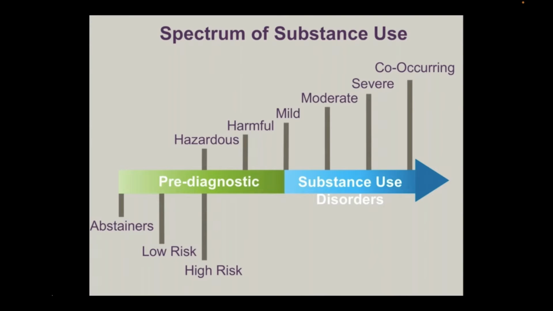So once we get into the substance use disorders realm, that's where someone has a diagnosis of a substance use disorder. And based on what I just told you in the previous slide, if they have 2 symptoms, it's mild, 4 to 5, it's moderate, 6 or more, it's severe. And at the most severe end, we have folks who have a co-occurring psychiatric condition in addition to the substance use disorder.